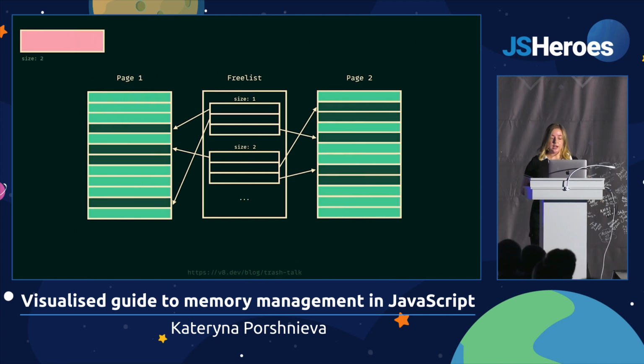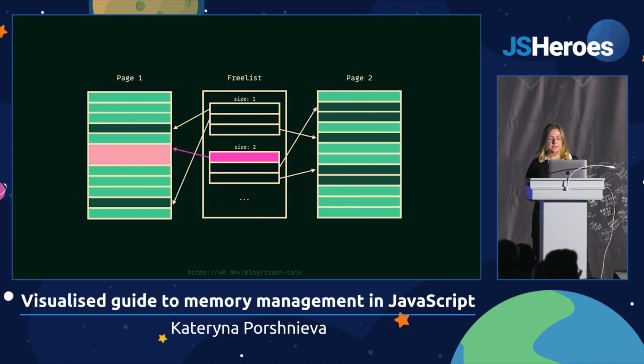Now, when a new object comes and it needs to get allocated, instead of going through the whole heap, V8 just looks into the free list and finds the first available location of the needed size, and this is where the object can be allocated. Then, of course, this location needs to be removed from the free list because it's not available anymore, and then the execution can be continued.